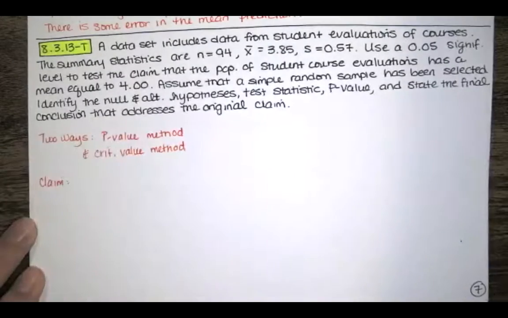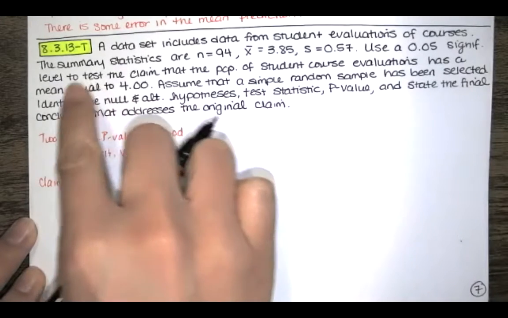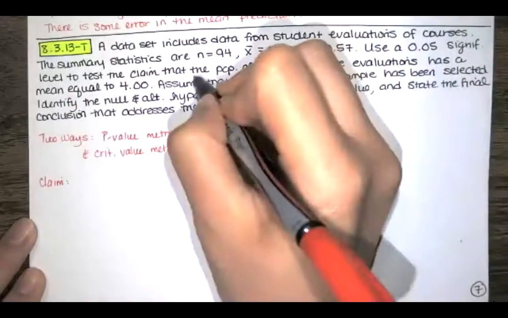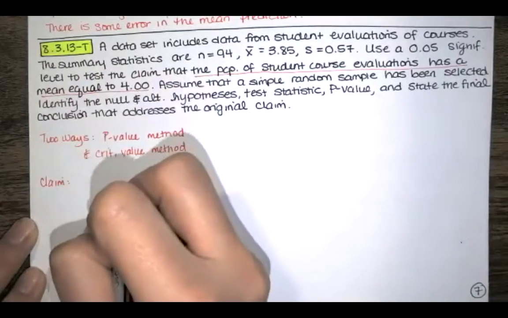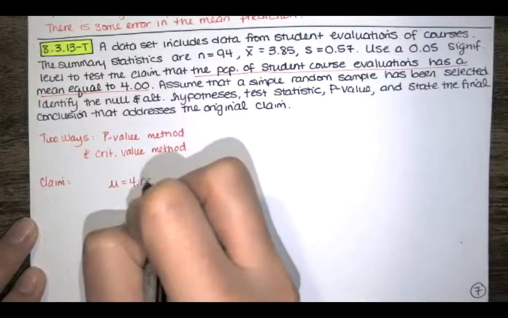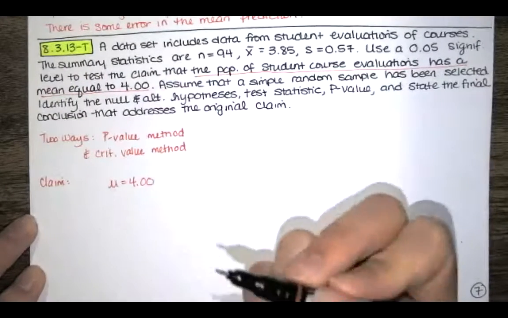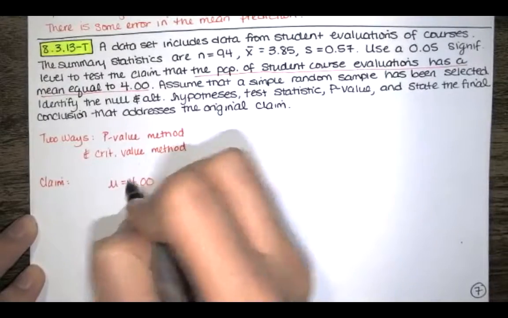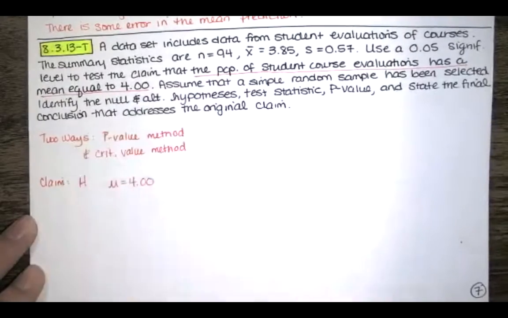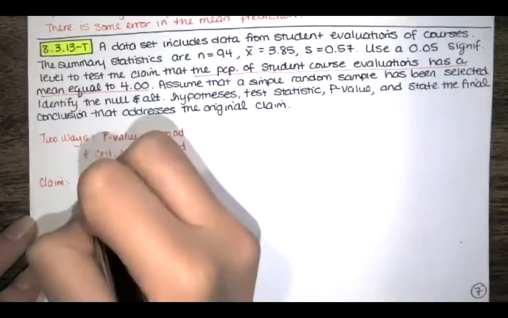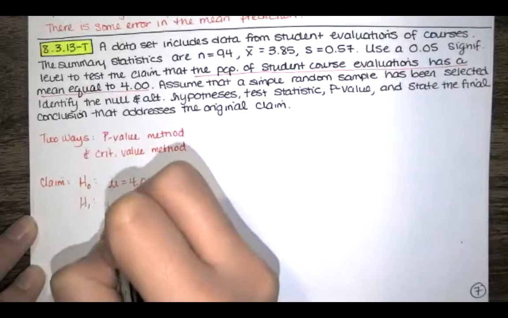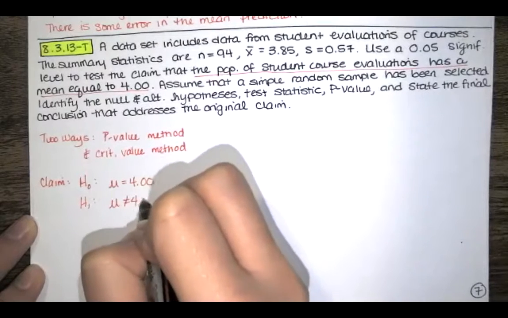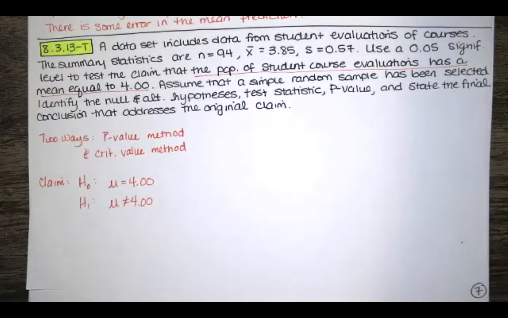Okay, so we always start a hypothesis test by stating the claim and then stating what would be true if the claim isn't true. It says we want to test the claim that the population of student course evaluations has a mean equal to 4.00. Since that contains the condition of equality and it isn't just a pure equal sign, it's not even a less than or equal to or greater than or equal to, turns out that the claim is the null hypothesis. If that's not true, we would have the mean is not equal to 4.00.